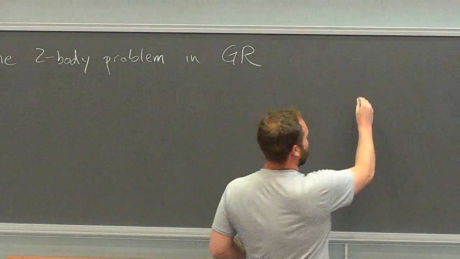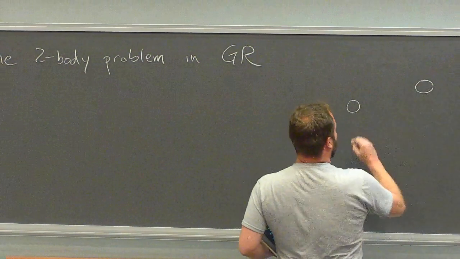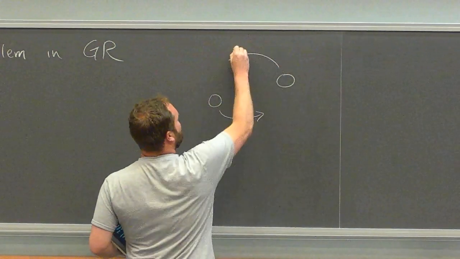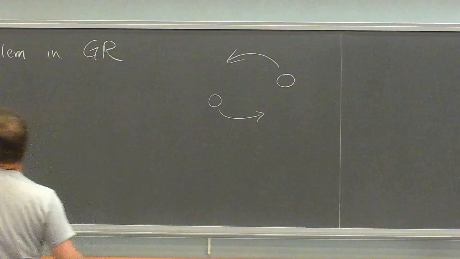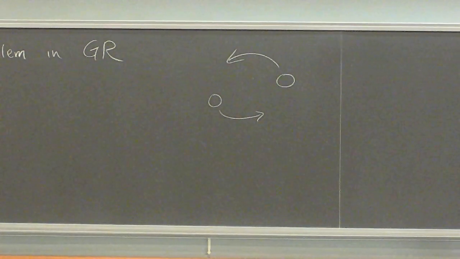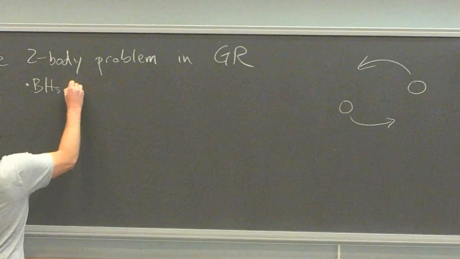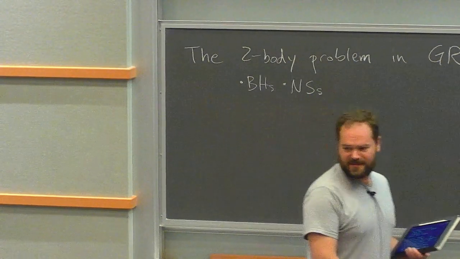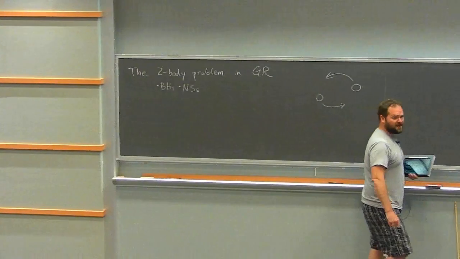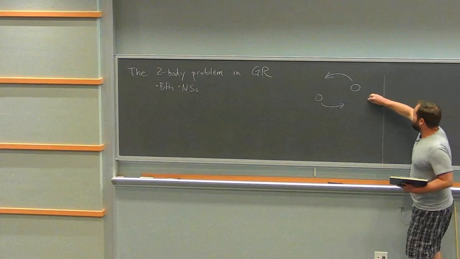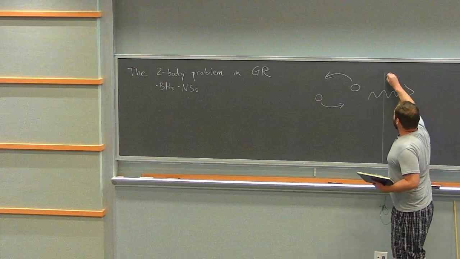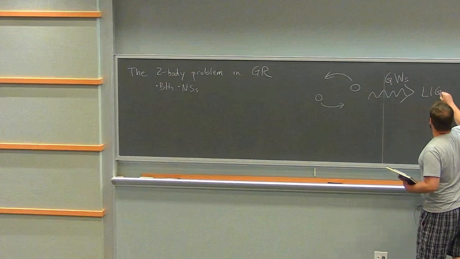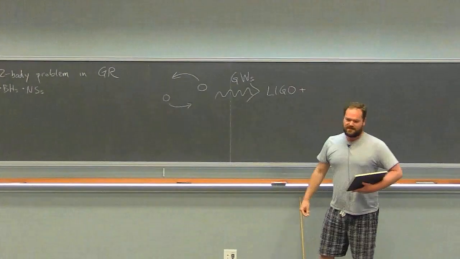Why? Well, here's our two bodies, and they could be in a binary. They might be black holes or neutron stars. And I think it's not news to any of you that binaries of black holes and neutron stars make gravitational waves that are seen by LIGO and friends these days.